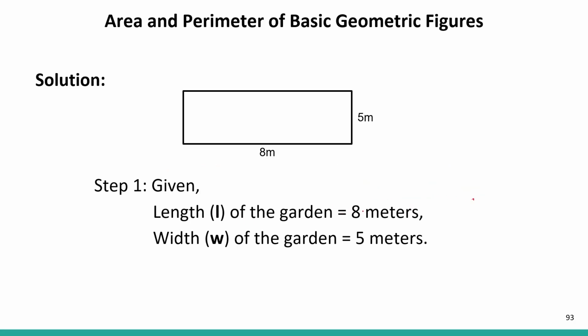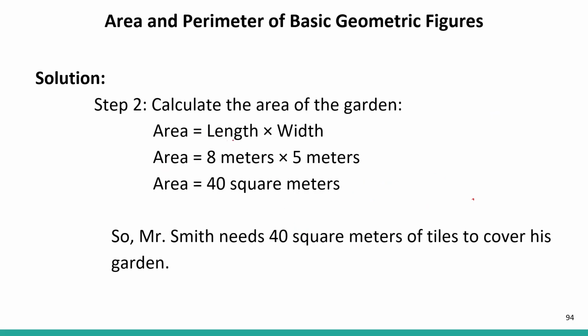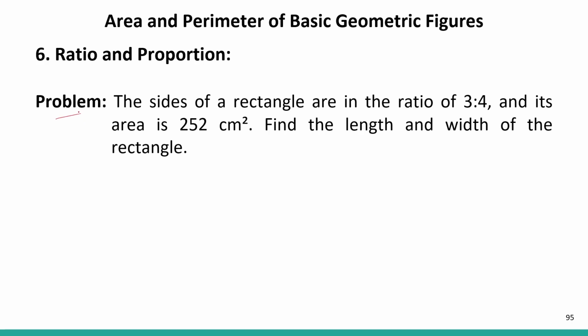Okay, given length L is equal to 8 meters, width W is equal to 5 meters. So area is equal to length into width. So 8 meter into 5 meter is equal to 40 square meters. So Mr. Smith needs 40 square meters of tiles to cover his garden. Okay, so let's try to see a problem.